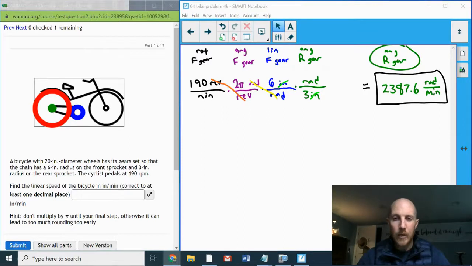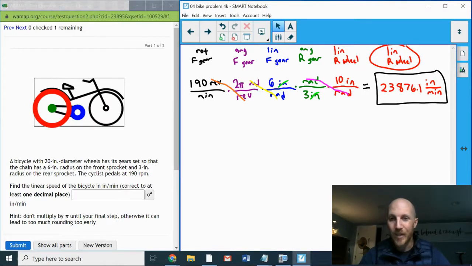Now that linear speed of the front gear is conserved and passed on to the rear gear as the exact same linear speed. So my next step was to find the angular speed of the rear gear. All I had to do was multiply by the size of the radius on the rear gear, and that's going to take my previous linear speed and convert it to an angular speed of the rear gear. Final answer over here to the right.